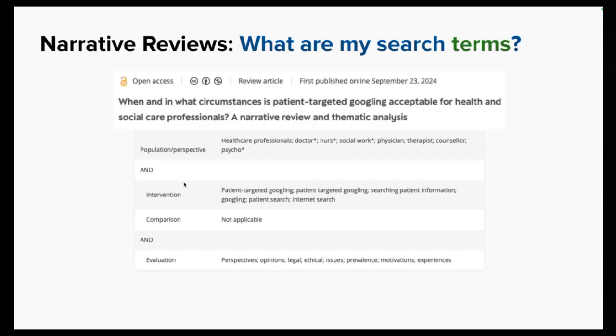And then lastly, at the very bottom, you can see for evaluation, they've come up with a bunch of different synonyms for evaluation, perspectives, opinions, and then also thinking through legal and ethical. So trying to identify what they care about reviewing in their narrative review, and ultimately plugging that into the evaluation piece as well.